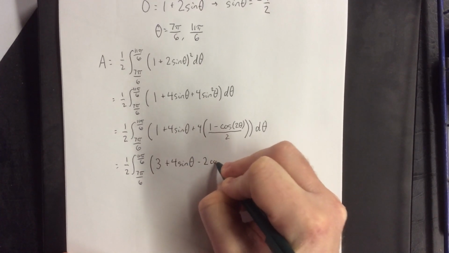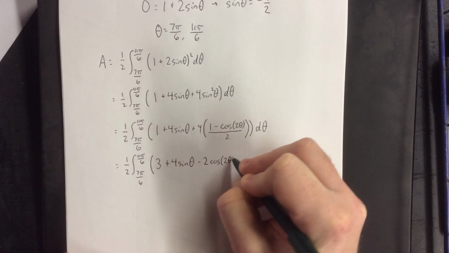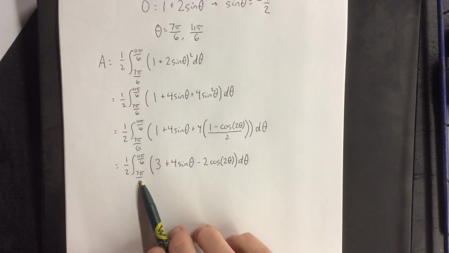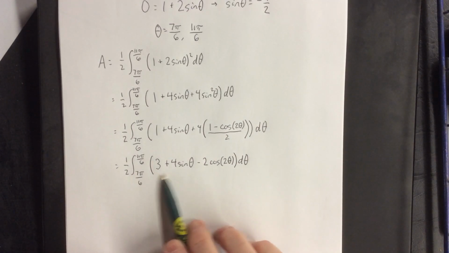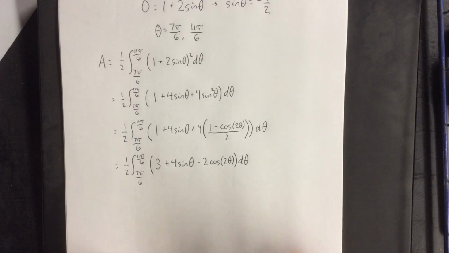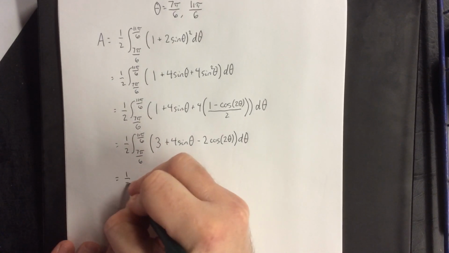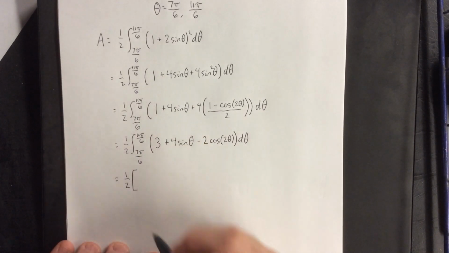So when all is said and done here, we will arrive at the following statement. This will be the definite integral from 7 pi over 6 to 11 pi over 6 of 3 plus 4 sine theta minus 2 cosine 2 theta. At this point, we are ready to integrate, so let's do so.